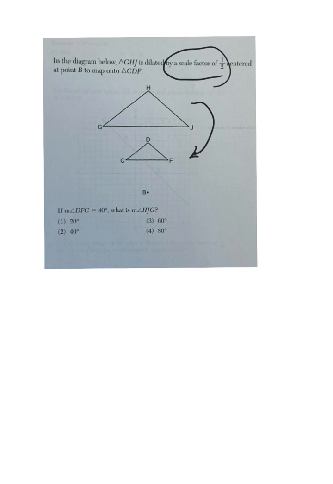So if you look carefully at this one, okay, if you read the question, it says DFC is 40 degrees. So DFC right here, that's 40 degrees, which means HJG, that's right over here, is also 40 degrees. Those are corresponding angles, okay? Here's your answer. All right, so if you haven't already, pause me, take a minute, read this question.